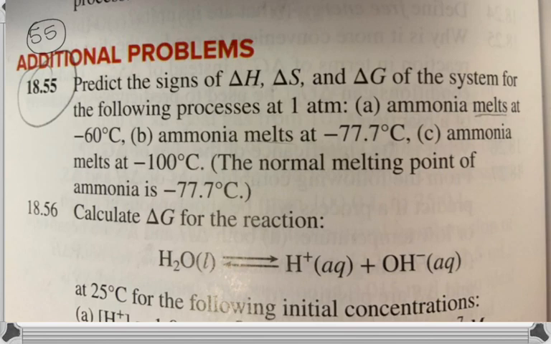Now let's go to S. Melting, y'all already said it. You said melting is going from a solid to a liquid. What's happening to entropy when that happens? It's increasing. Solid to liquid is increasing entropy. So the fact that it's melting in every situation tells us that the S on every one of them is positive. Are we all together?